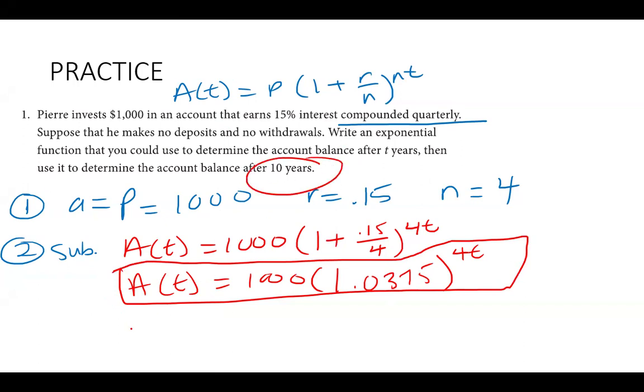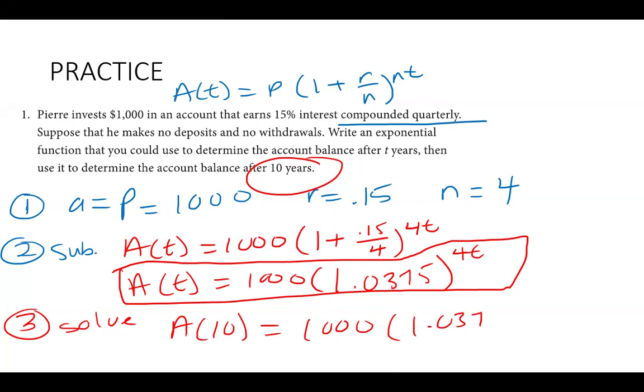All right. Now, after you have it, you can find out whatever it's asking you. So it asks us how much money will we have after 10 years, right? So now we can solve. You just use the forward slash button and it'll turn it into a fraction. You'll type the numerator and then forward slash. Got it? All right. So what amount are we looking for? 10. So we're looking for A of 10, which equals 1,000 times 1.0375 to the 4 times 10.